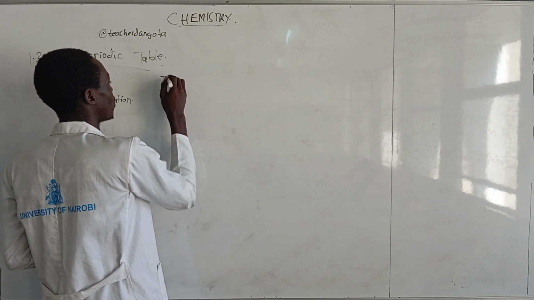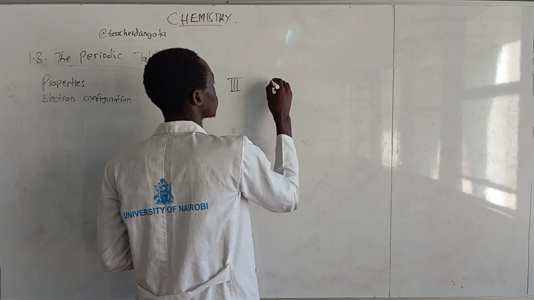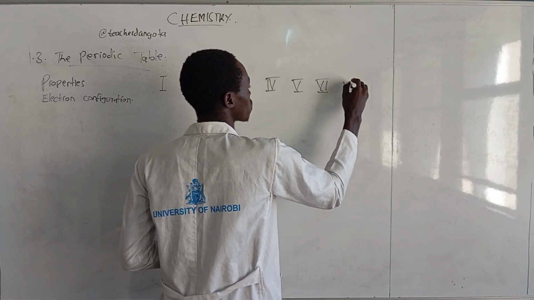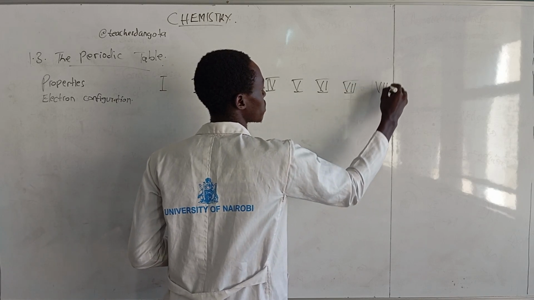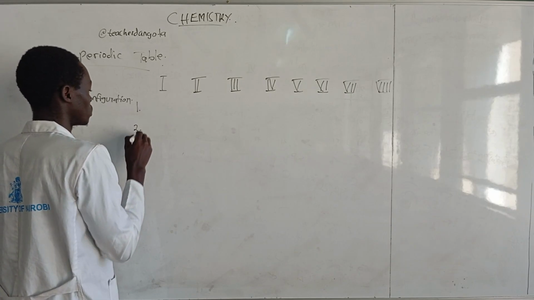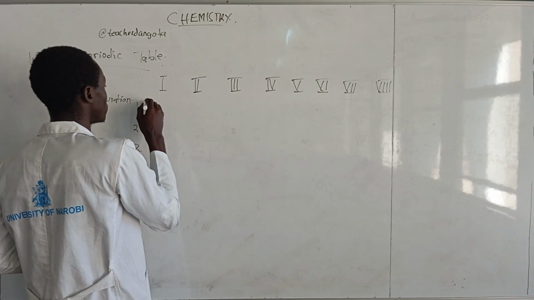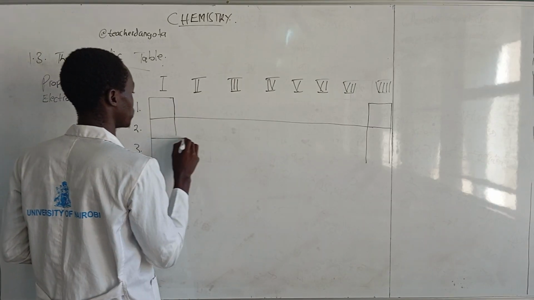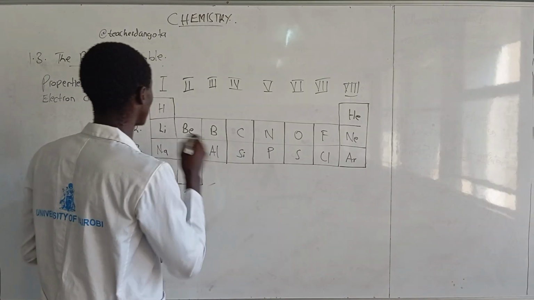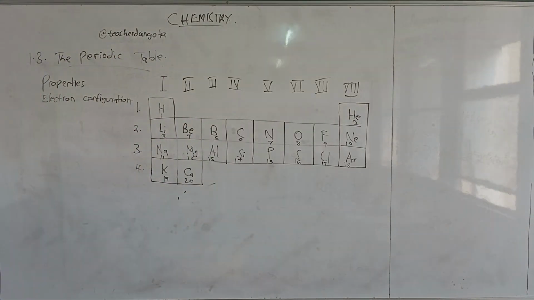So we have group 1, then group 2, group 3, group 4, group 5, group 6, group 7, and group 8. And the periods that we'll be having are period 1, period 2, period 3, period 4. So let's just draw period 1, period 2, and period 3. They're now there. Those are the first 20 elements of the periodic table.